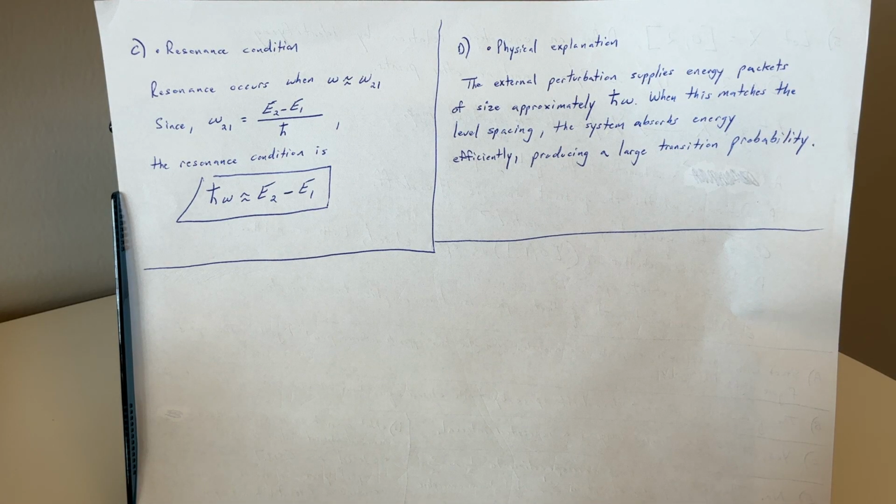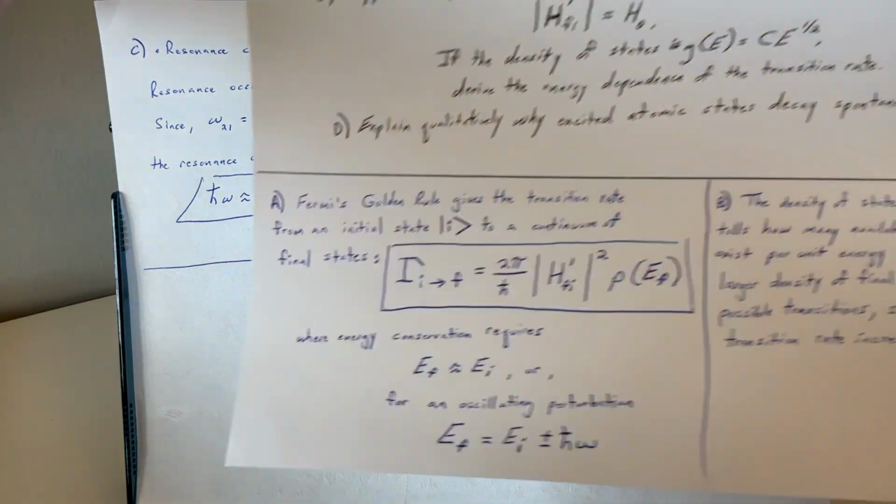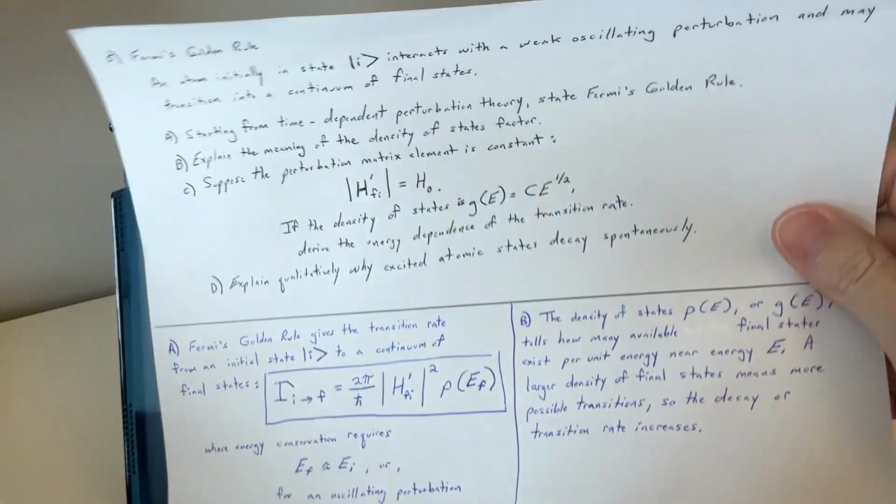Okay, so part D, explain physically why resonance enhances transitions. The physical explanation here is the external perturbation supplies energy packets of size approximately h bar omega. When this matches the level spacing, the system absorbs energy efficiently, producing a large transition probability. Okay, so that takes care of number 4, and now we're going to move on to number 5, Fermi's golden rule.